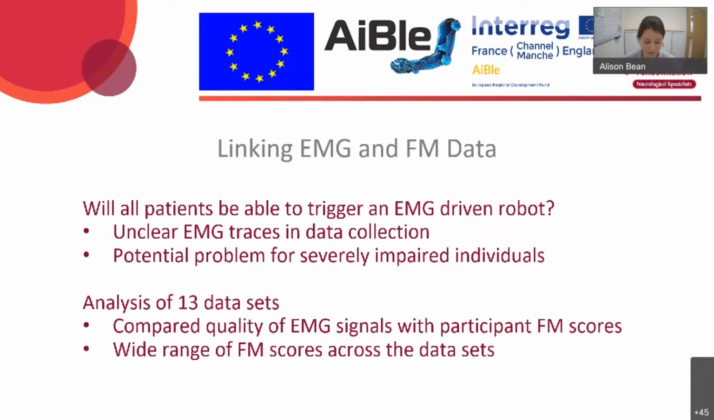So Fugl-Meyer scores for these patients were wide-ranging, from 6 to 63 out of 66 for upper limb motor function, and 45 to 119 out of 126 for their total upper limb Fugl-Meyer. So this was quite a wide-ranging and thorough data set for us to analyse and explore. Next slide, please.